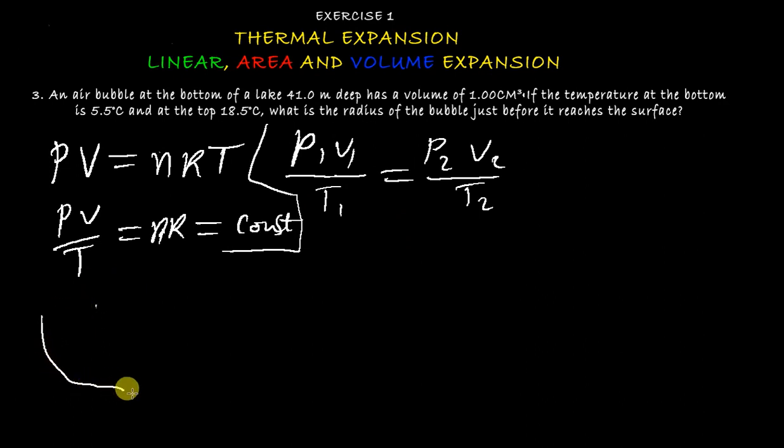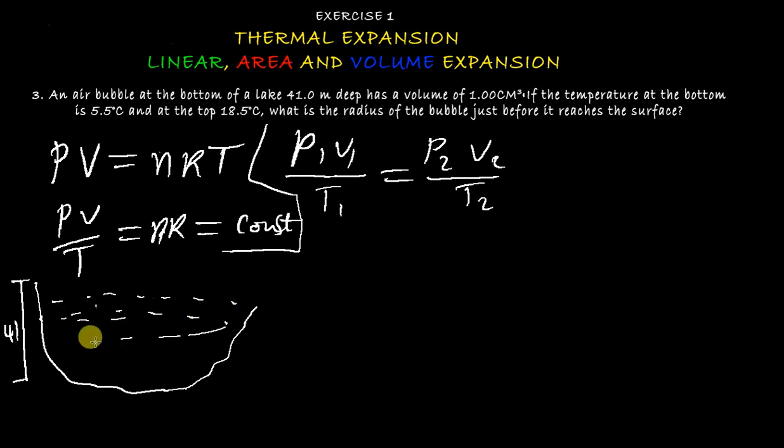A lake. The good part with physics is that you can imagine what you are reading. You have a lake that is 41 meters deep, and there's a bubble at the bottom. It starts going up, and as it is going up, it will either reduce or increase in size depending on the temperatures. So they are asking us to find the radius of this bubble before it reaches the surface.